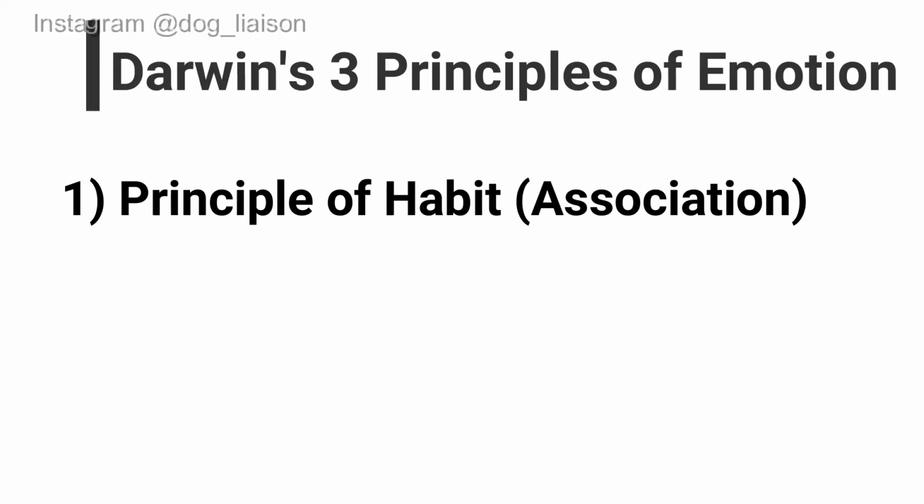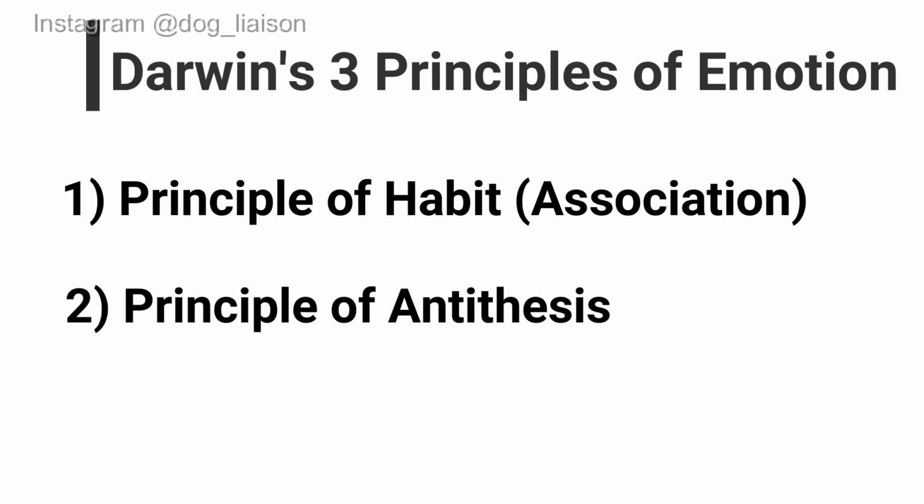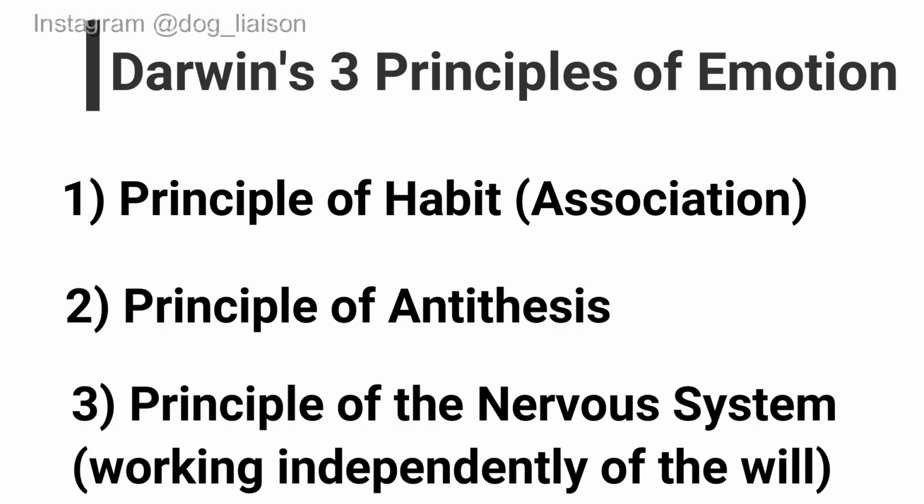In Expression, Darwin has 3 main principles, and effectively the argument is that most body language, most dog behavior or animal behavior can be explained by one of 3 main principles. Now, these 3 main principles are the principle of habit or association, the principle of antithesis, and the principle of the nervous system working independently of the animal's will. We're going to look at all 3 of those principles, starting with number 1, principle of habit.